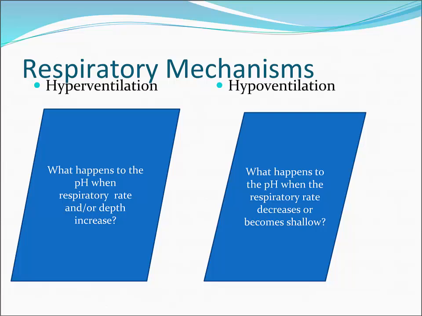Conversely, with hypoventilation, what happens to the pH when the respiratory rate decreases or becomes shallow for some reason? Okay, if the respiratory rate decreases or becomes shallow, that person will retain excessive CO2, which means the hydrogen ion concentration goes up and the pH inversely goes down. That's called acidosis.